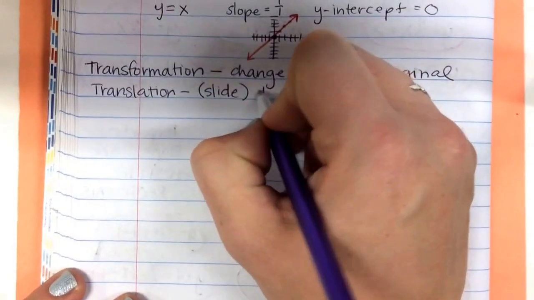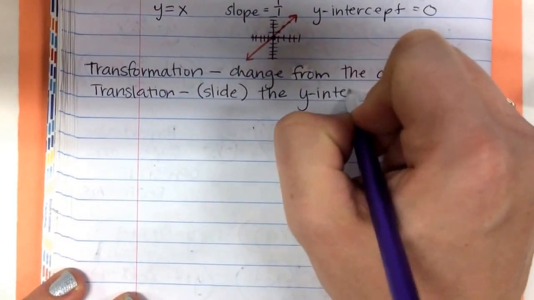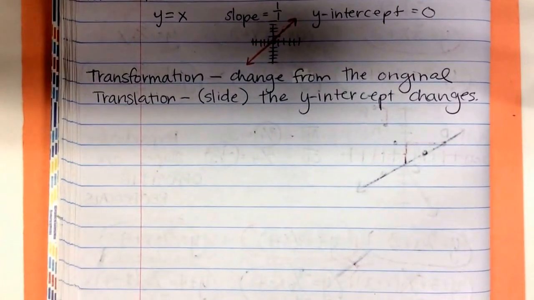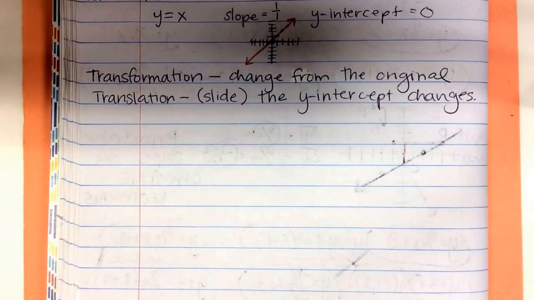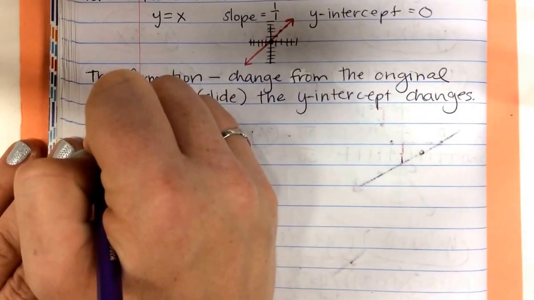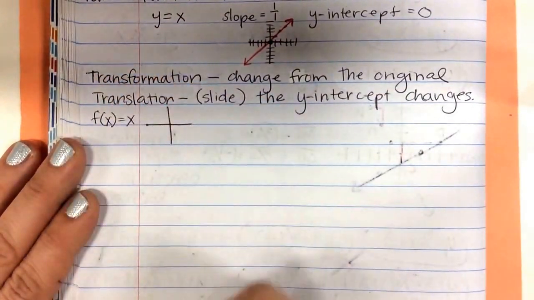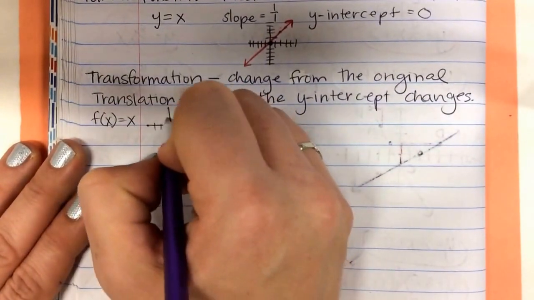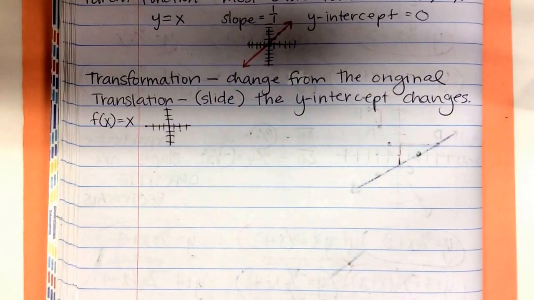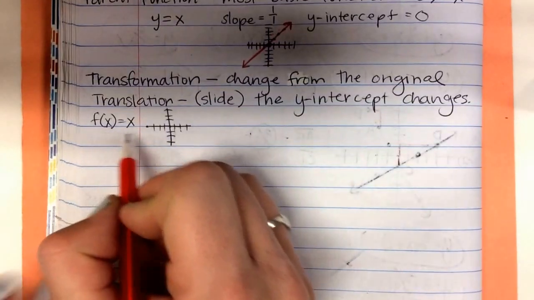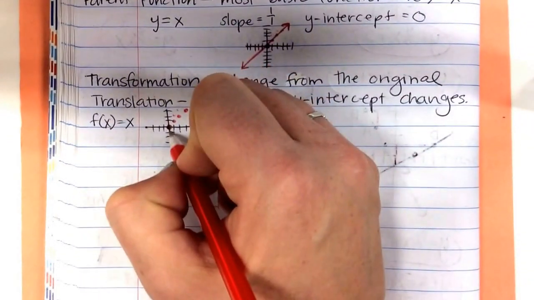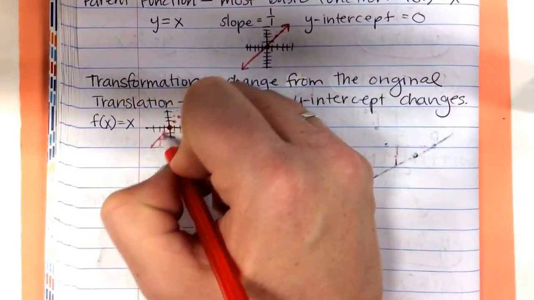And all this is the y-intercept changes. A translation is the y-intercept is different. So let's make little graphs again. If I'm doing f of x equals x, can you graph the parent function? If f of x equals x, that's the parent function. If I'm going to graph it, I start at 0 and I go up 1 over 1, up 1 over 1, up 1 over 1, down and back, right? Here's my parent function.